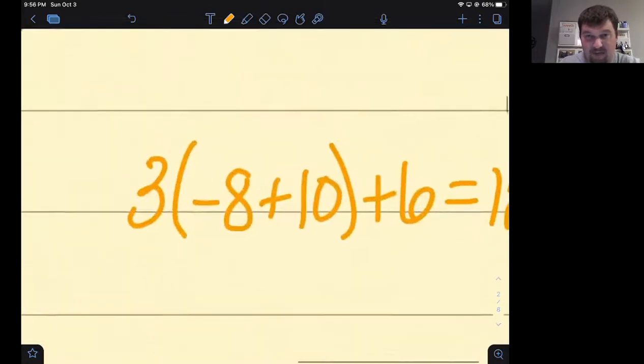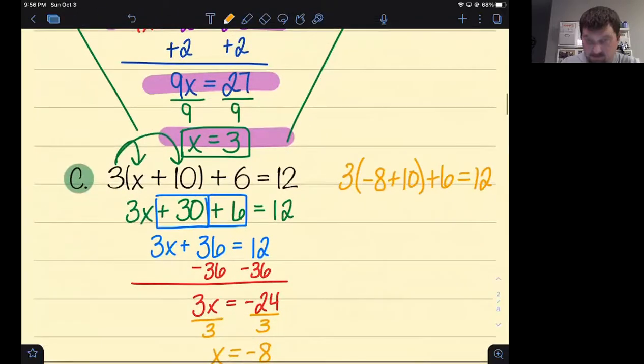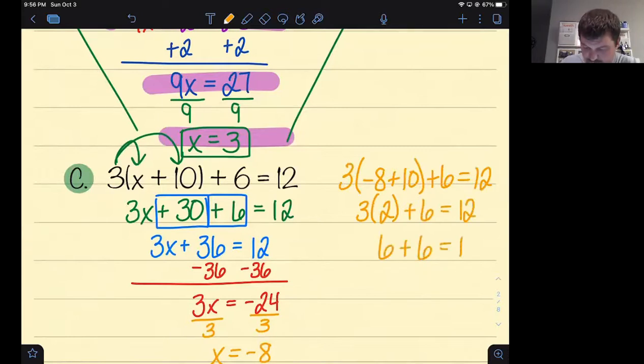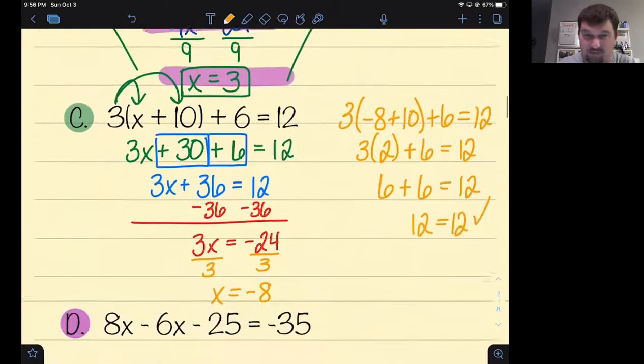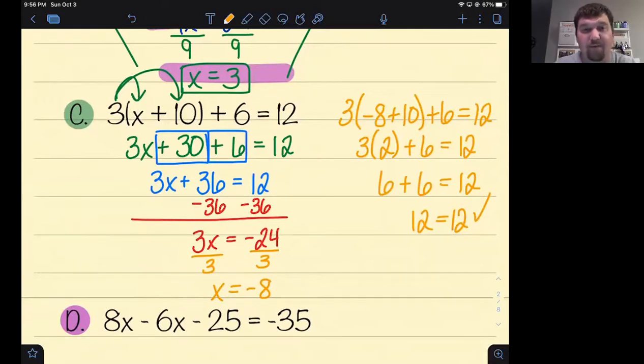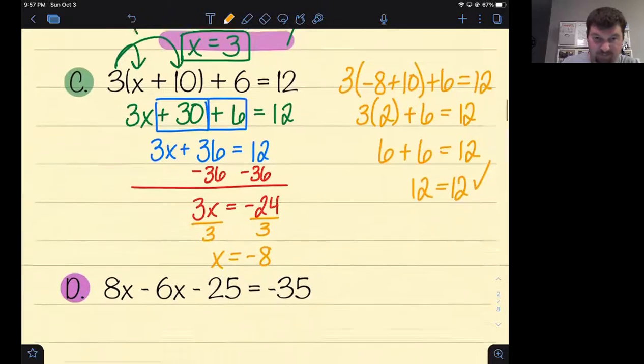Here, I can combine the negative 8 and 10 because they are like terms. And so that would give me something like this, because negative 8 plus 10 is 2. 3 times 2 is 6. And 6 plus 6 is 12. So what does that tell me? That 12 is the answer? No, it doesn't tell me that 12 is the answer. It tells me that what I plugged in, negative 8 for x, is the answer. So x equals negative 8.